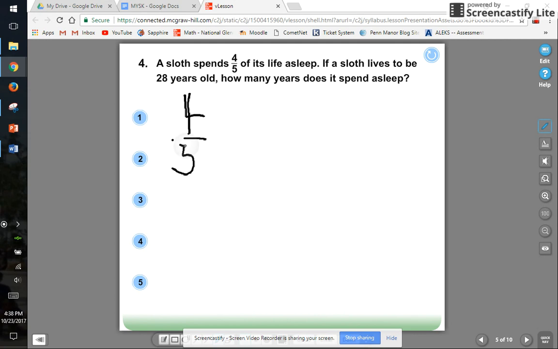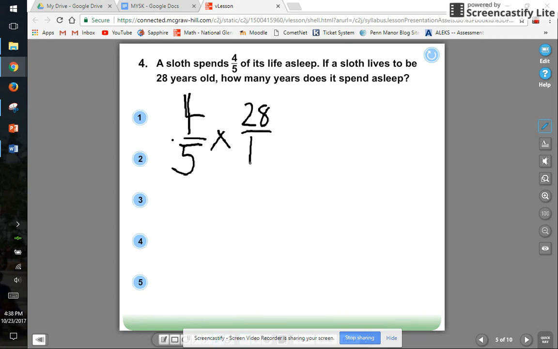Slight technical difficulties. My handwriting is usually sloppy, but my board's a hot mess today. Okay, and I want to take that 28 and change it to a fraction. Remembering back to the last slide, how do we change a whole number to a fraction? Simply put a 1 underneath of it. So then I have 28 over 1. All right, now we got some math to do here.